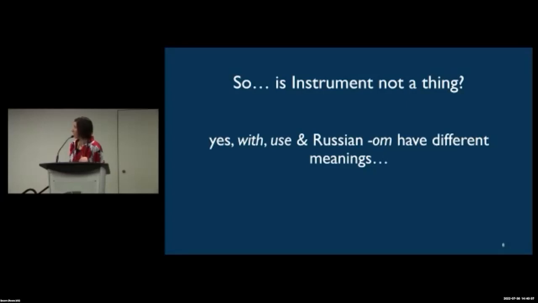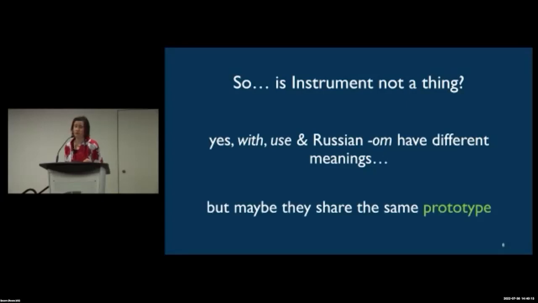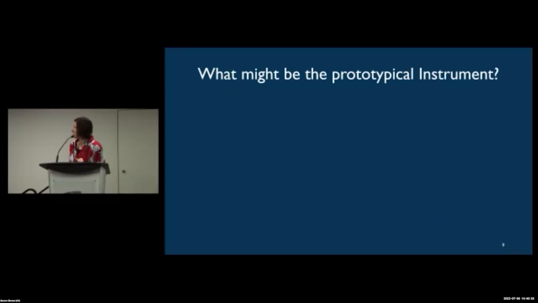Well, we've observed that "with," "use," and Russian instrumental case have different meanings, but it still might be the case that they share the same prototype. Despite decades of research on thematic roles and on instrument in particular, there's a lot of documentation across languages about what the instrumental markers are, but this particular question has not been addressed in a systematic way. That's what I'm doing today. So what might be the prototypical instrument?